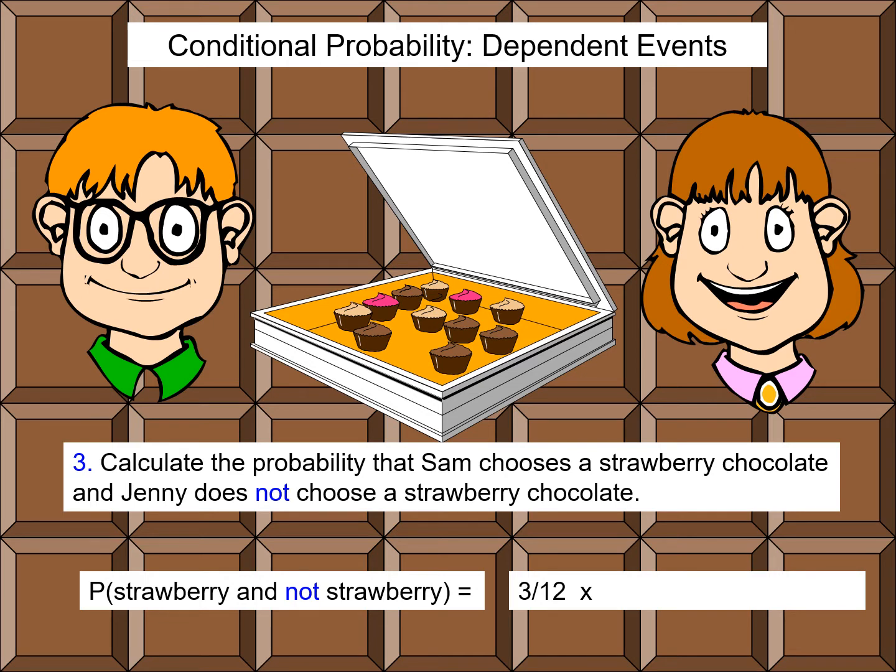the probability of Jenny not having a strawberry, there are 9 left in that box that are not strawberry out of 11. Multiplied together, 3 9s are 27, and 12 times 11 is 132. And again, if the question asks you to simplify, it would simplify to 9 over 44.